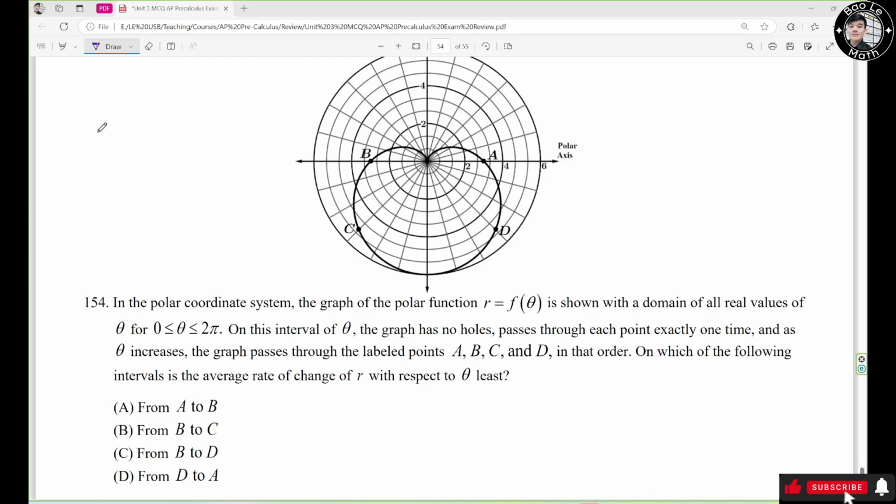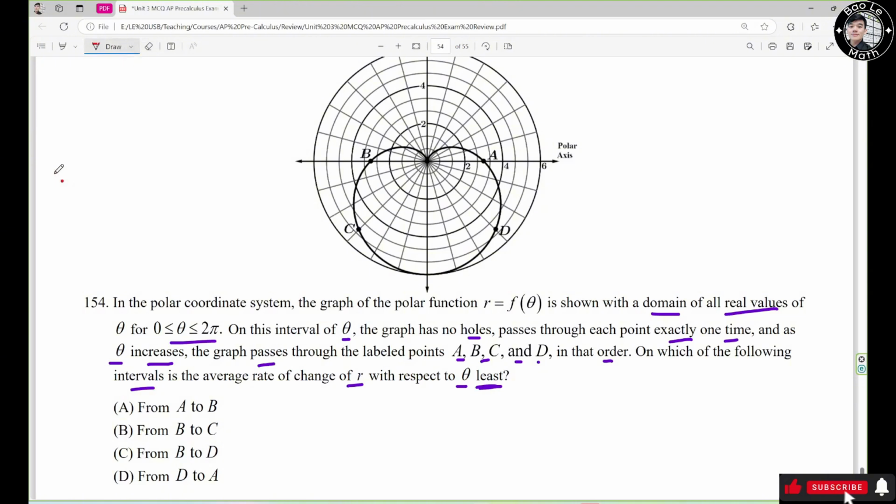Now let's move on to question 154. In the polar coordinate system, the graph of the polar function r equals f of theta is shown with a domain of all real numbers. Theta within 0 to 2 pi. On this interval of theta, the graph has no holes, passes through each point exactly one time, and as theta increases, the graph passes through the point labeled A, B, C, and D in that order. On which of the following intervals is the average rate of change of r with respect to theta least?